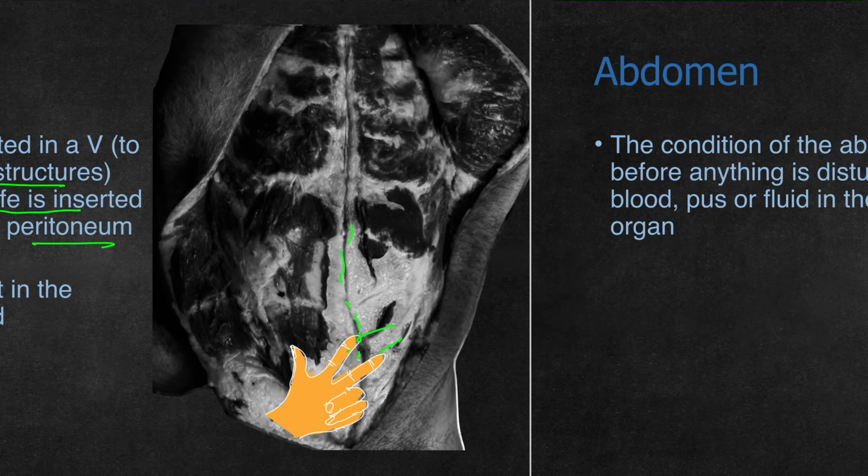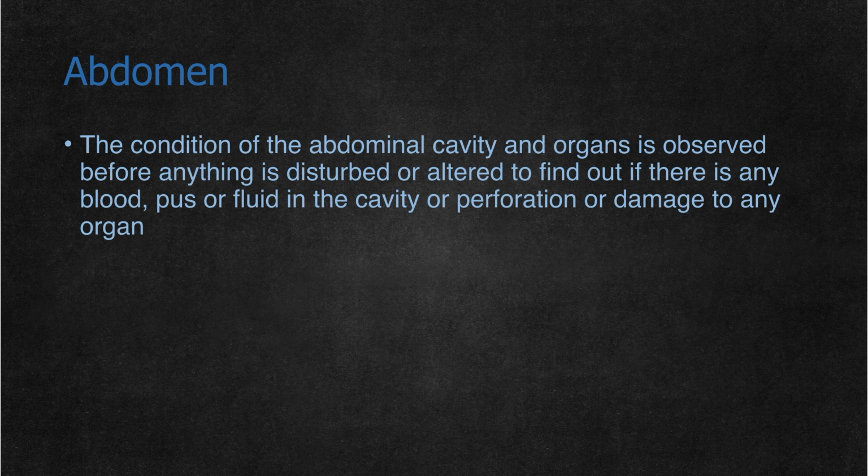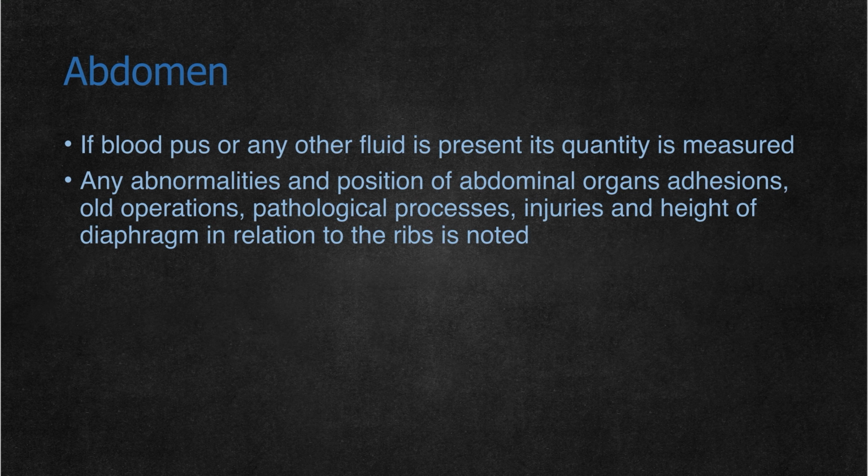The condition of the abdominal cavity and organs is observed before anything is disturbed or altered, to find out if there is any blood, pus, or fluid in the cavity, or perforation or damage to any organ. So, after the peritoneum is separated, the underlying tissue is observed for any pus, blood, bleeding, or any abnormality. If perforation is present, it has to be noted. If blood or pus is present, a collection is made and it is preserved.